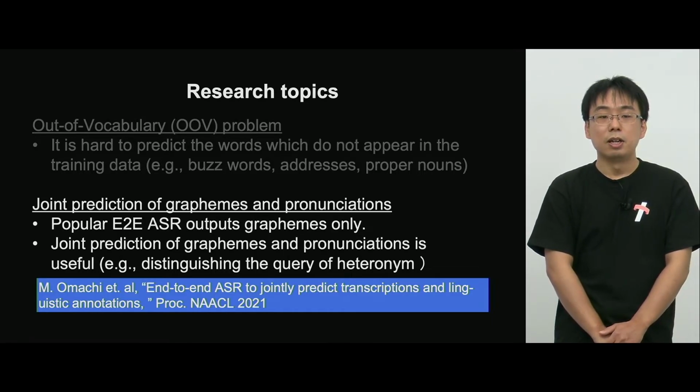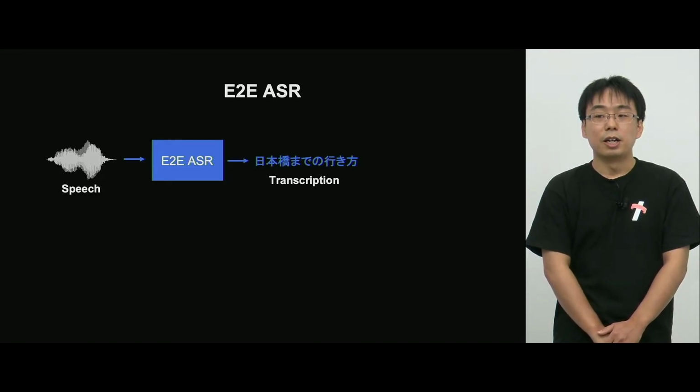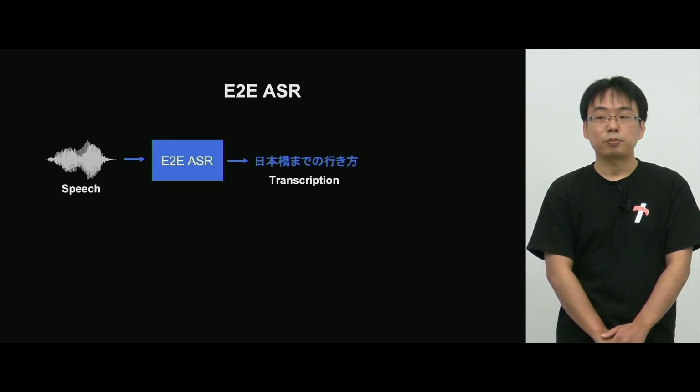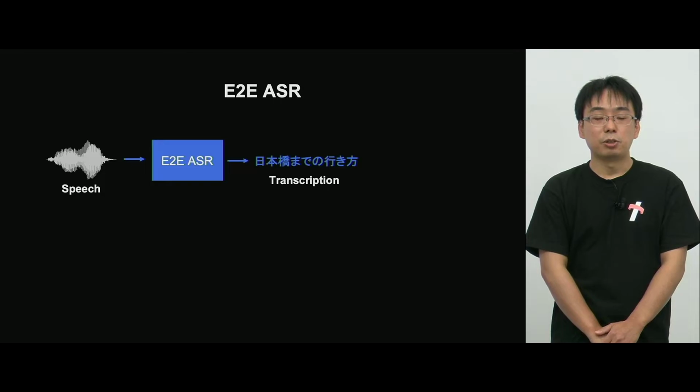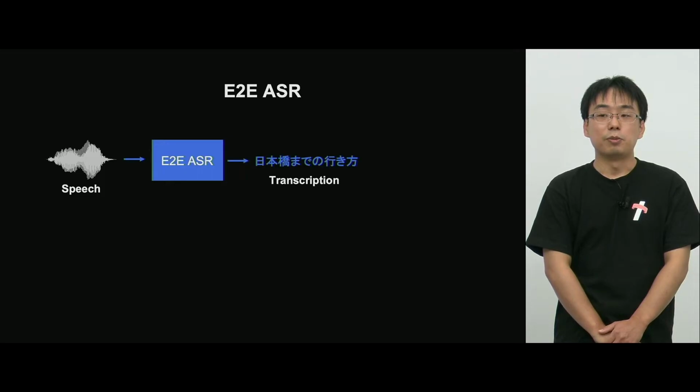What I'm going to talk about is something I presented at NAACL, a top conference of natural language processing. For details, if you refer to the paper, I'd be happy about that. As I mentioned earlier, the current end-to-end ASR outputs transcription notation. However, this could result in an issue in some cases. For example, a user may say how to get to Nihonbashi or how to get to Nipponbashi.